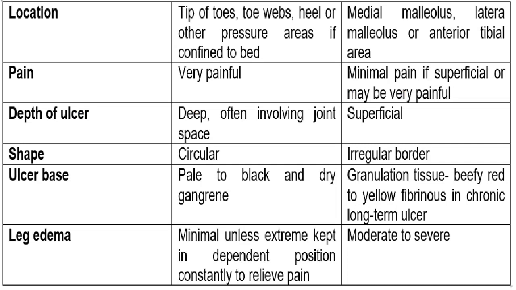In the venous, the location is the medial malleolus, lateral malleolus, or anterior tibial area. Minimal pain if superficial or may be very painful. The depth of the ulcer is superficial, with an irregular border, granulation tissue, beefy red to yellow fibrinous in chronic long-term ulcer, and drainage moderate to severe.